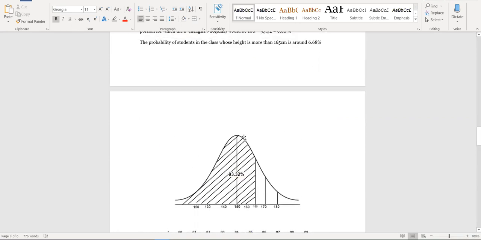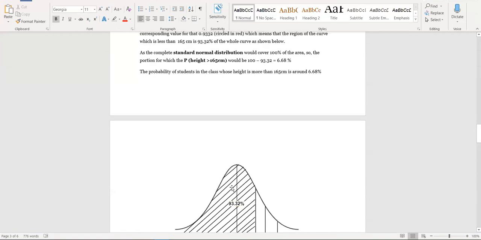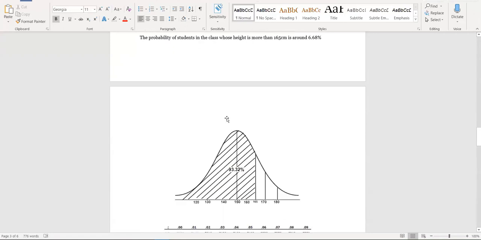So what this value means is 93.32% of the region of the curve lies below this particular point. So that's what the value of this score means. So if we put this in our problem statement, it would signify that 93.32% of the students have a height which is less than 165 centimeters.